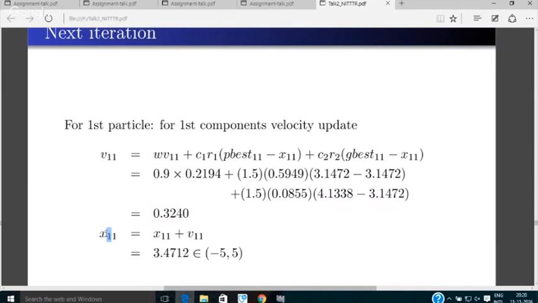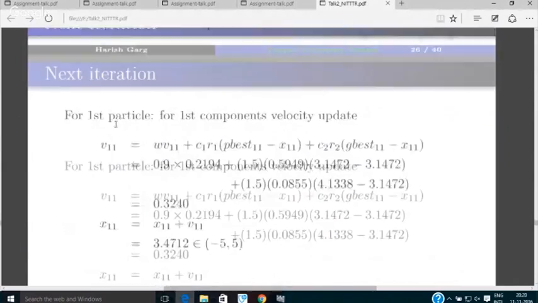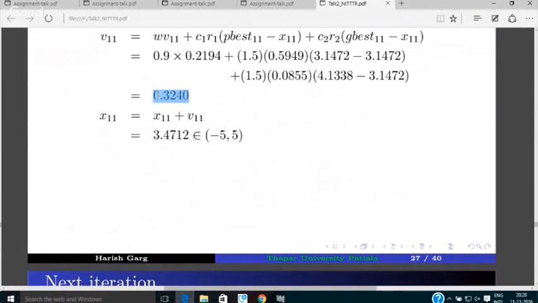Then the previous velocity x11. This is the new updated velocity. So x11 plus v11. So initial x11, that is the previous velocity, oh sorry, previous position. The previous position is 3.1472 plus v11. v11 is calculated as 0.3240. So your new x11 is 3.4712. Is there any boundary on the x11? Between -5 and +5. That's our boundary, because our searching space is from -5 to +5. So check whether this x11 lies between -5 and +5. It lies between, so you can take that value. If it is not, then come to the next slide. So this is my x11.